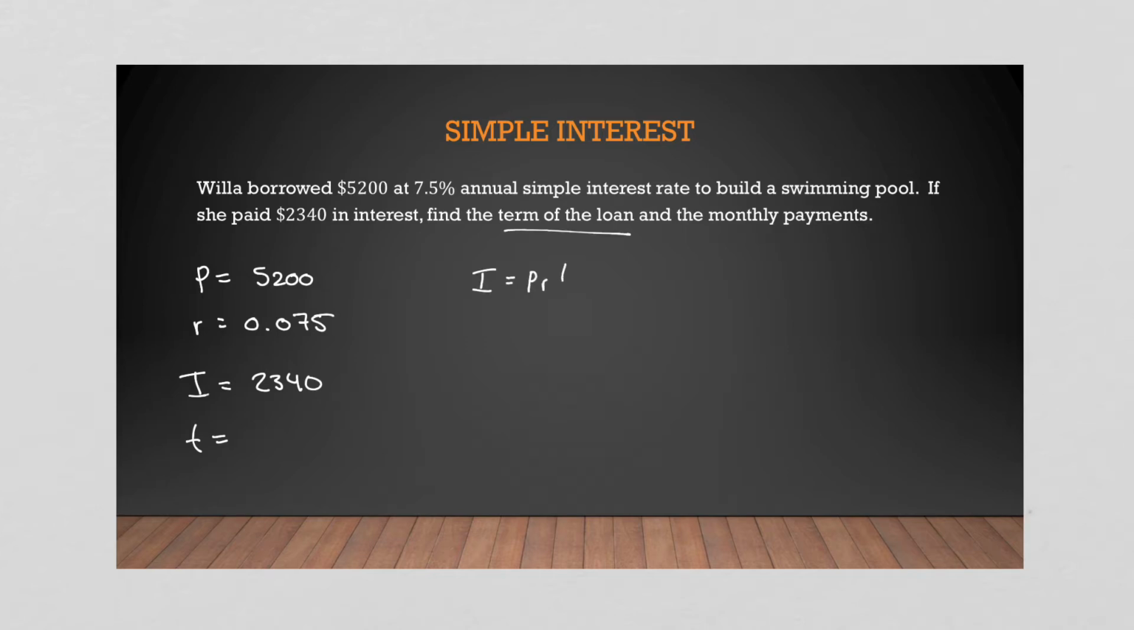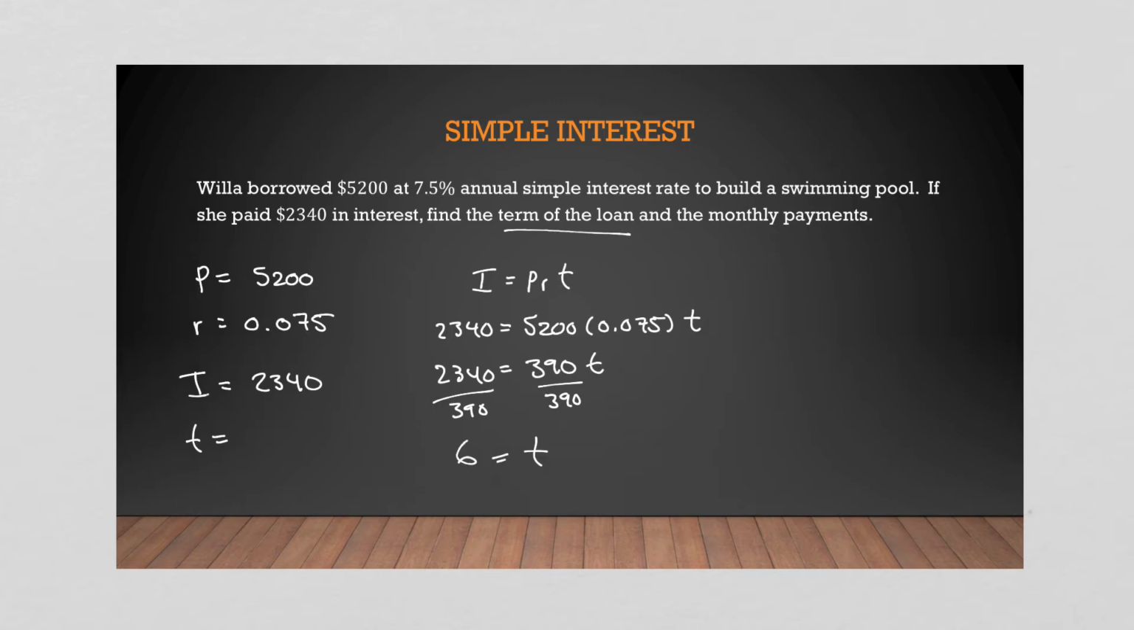I equals PRT. So in this case, 2,340 is equal to 5,200 times 0.075 times T. So you can do this however you like. You get comfortable with your calculator. You'll get easier doing this in one step, but I'm going to demonstrate. I'm going to multiply the 5,200 and the 7.5% first, and we get 390, and then times T. So then we divide both sides by that amount, and you get T is equal to 6. So that means the term of the loan was 6 years.